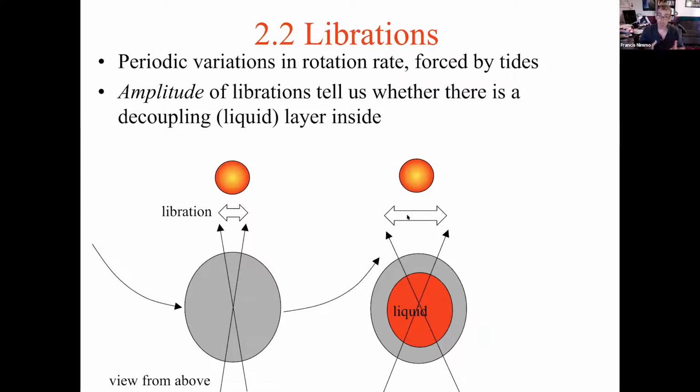And so this is a good way of detecting internal liquid layers. It's been used at Mercury. That was one of the ways in which Mercury's liquid core was discovered. It was also used to detect an ocean at Enceladus.